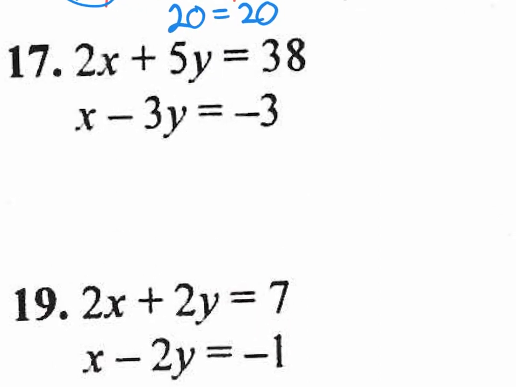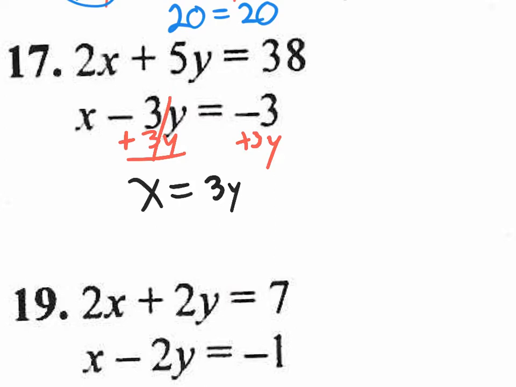Number 17, we're going to pick an equation, solve for a variable. So 17, step 1 is to pick an equation and get a variable by itself. So picking the bottom equation is the best one and get x by itself, because that could be done with one step. Plus 3y, that'll cancel out, plus 3y. Your new equation will read x equals 3y minus 3.